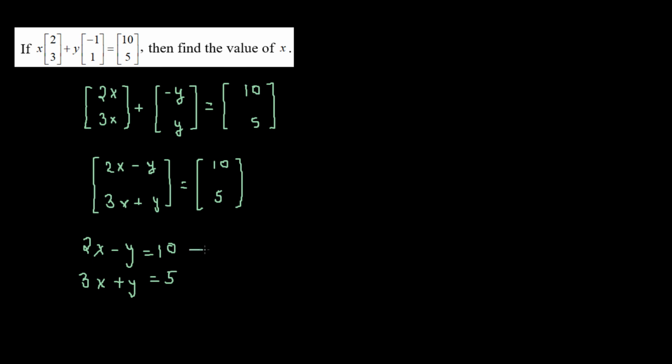So what we do is we label them as equation number 1 and equation number 2. So we're going to add those equations. We take equation 1 and add it to equation number 2, and let's see what we get. So 2x minus y is equal to 10. 3x plus y is equal to 5.